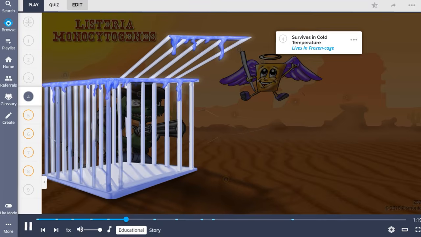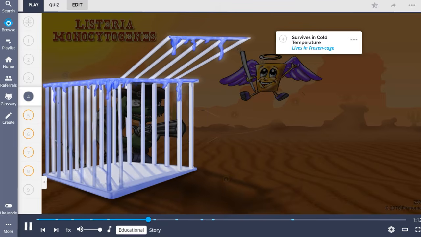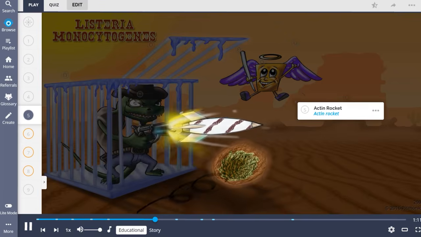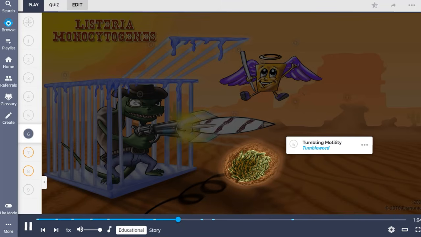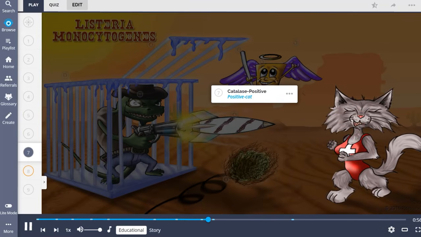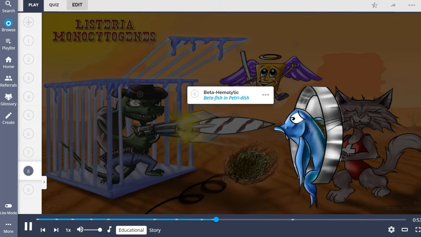This organism grows and reproduces inside host cells and moves within eukaryotic cells by explosive polymerization of actin filaments called actin rockets, shown by the actin rocket. This organism exhibits a characteristic motility described as tumbling motility, depicted by the tumbleweed when viewed with light microscopy, which can help with identification. It is catalase positive, illustrated with the positive cat, and beta hemolytic, shown by the beta fish on the petri dish.